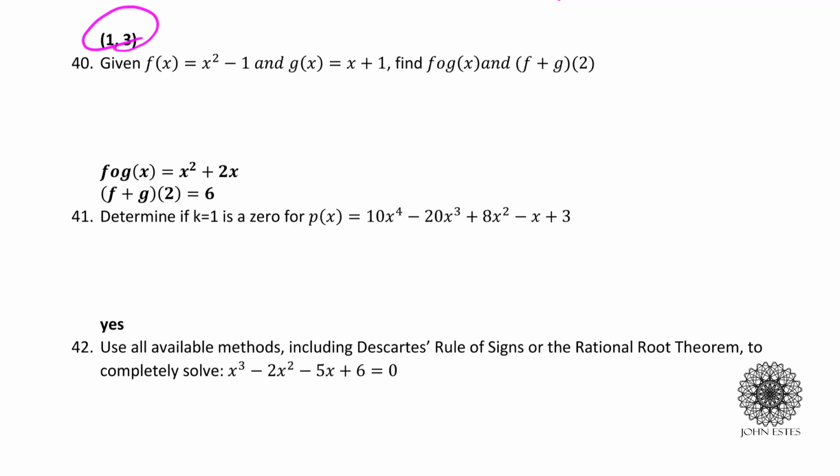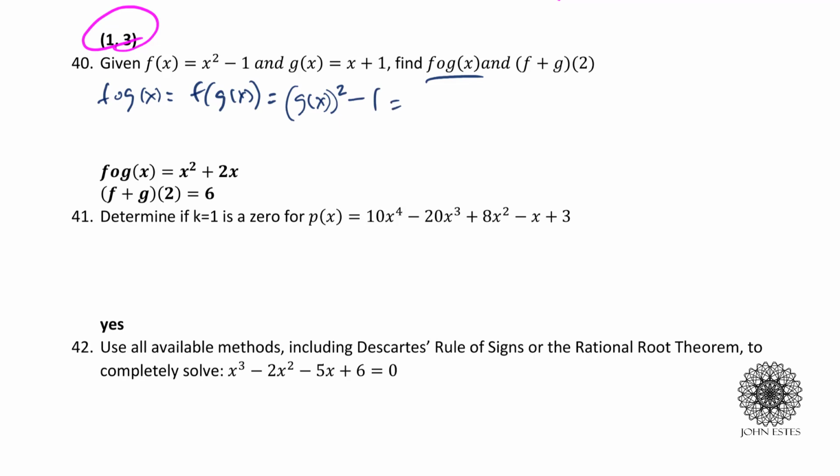First of all, I want to know the composition, f composed of g of x. Okay, so f composed of g of x means that I take the f function, and as its input, I plug in g. So that means take your f function and replace all your x's with g of x. So that's g of x squared minus 1.